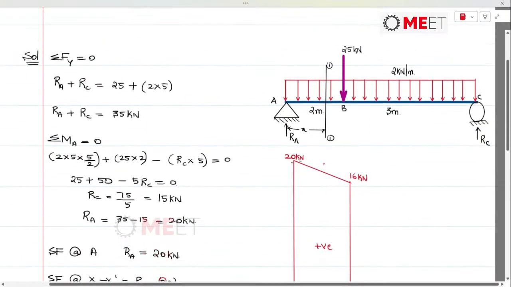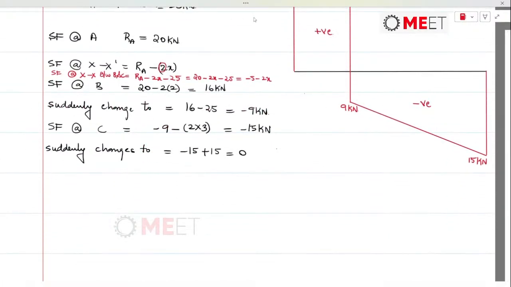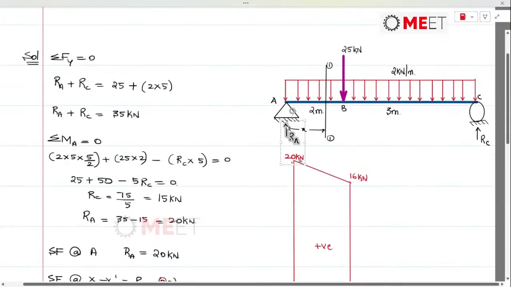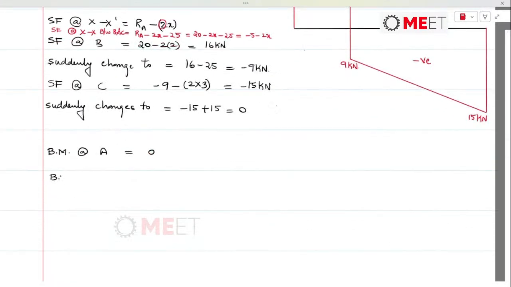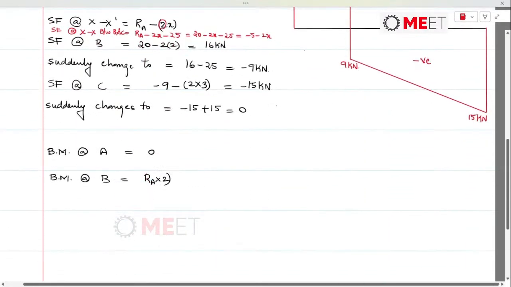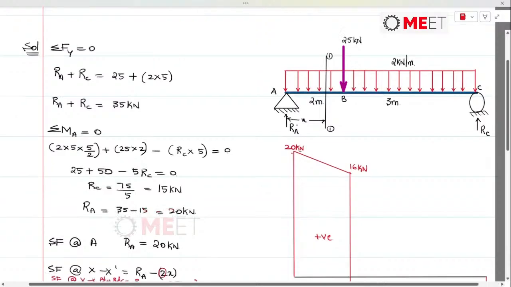And next is the computation of bending moment. The computation of bending moment starts with point A. Bending moment at A will be equal to 0, as reaction RA is passing through the point A, so it will produce 0 moment. And bending moment at B, if we compute, that's RA into perpendicular distance 2, RA into 2 minus UDL, the portion of UDL between A and B.